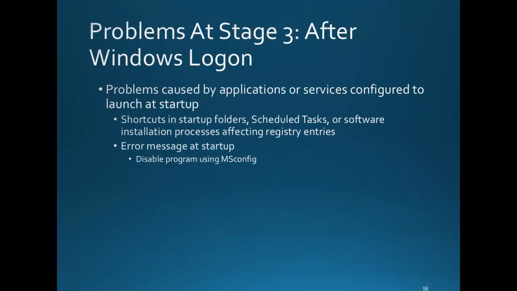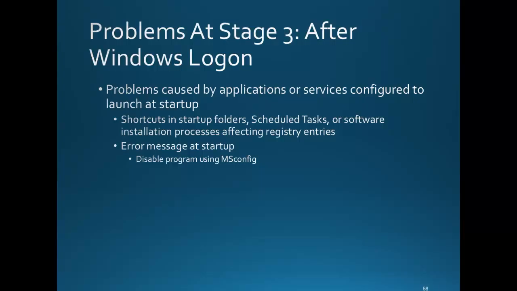And now stage 3, which is where we have problems after the Windows login. Problems that occur after the user logs into a Windows operating system are caused by applications or services configured to launch at startup. Now, programs can be set to launch at startup by placing their shortcuts in startup folders, by scheduling tasks, or by software installation processes that affect the registry entries.